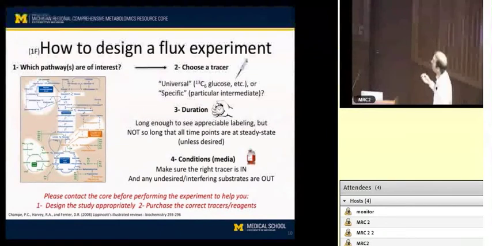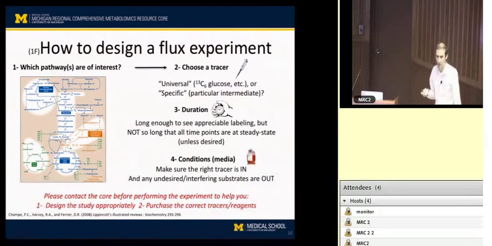Then you need to consider your conditions, particularly of the media. You want to make sure that the right tracer that you decided upon is in. You want to make sure that any undesired or interfering substrates are out. So if you just go buy DMEM off the shelf and then say, okay, I'm going to put my 13C glucose in there, the DMEM may contain glucose. Well, okay, maybe you're thinking and you buy DMEM without glucose. Well, the DMEM also may have glutamine and pyruvate in there. And so those are other substrates that cells like to metabolize. And so you may get a different picture from what you were expecting if you were trying to completely label your cells with glucose. So you want to select your media in such a way that you don't have interfering substrates, unless that's what you want, to study the competition.